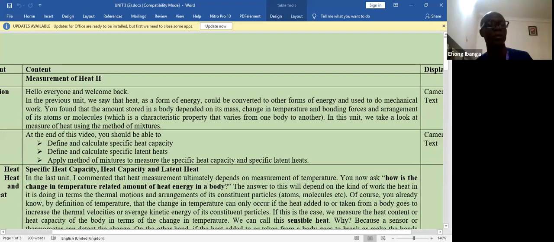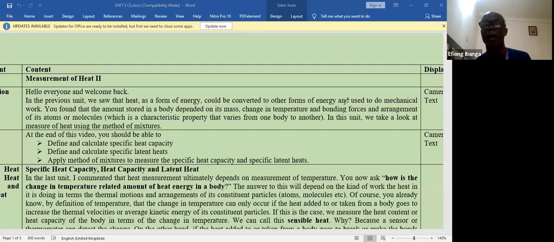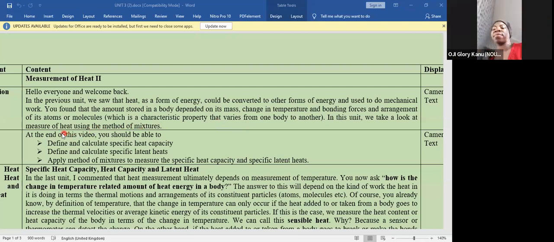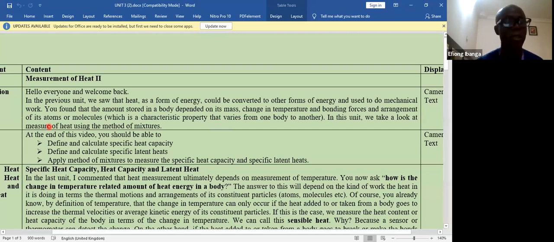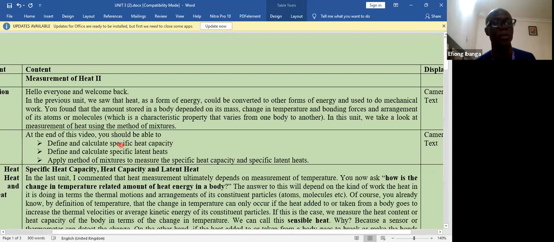Now, I have just said that in the previous unit, we saw that heat, as a form of energy, could be converted to other forms of energy and used to do mechanical work, isn't it? You found that the amount of heat stored in a body depended on its mass, change in temperature, and bonding forces and arrangement of atoms or molecules. And these arrangements are characteristic properties which vary from one body to another. That's what we saw. Now, in this unit, we want to take a look at measurement of heat using the method of mixtures.